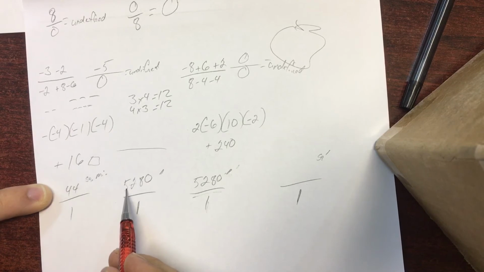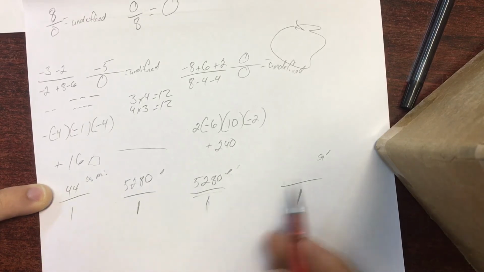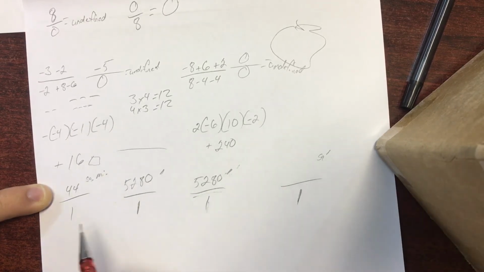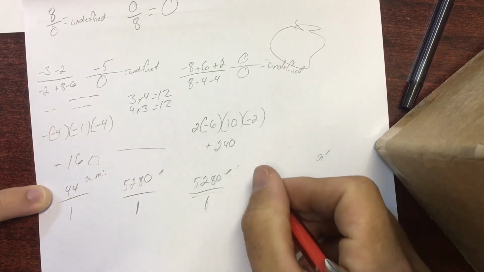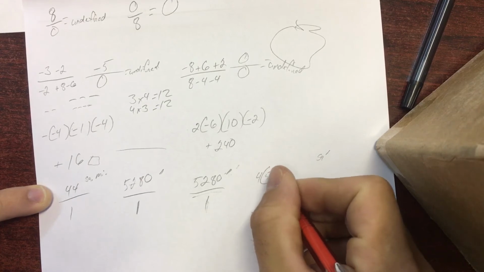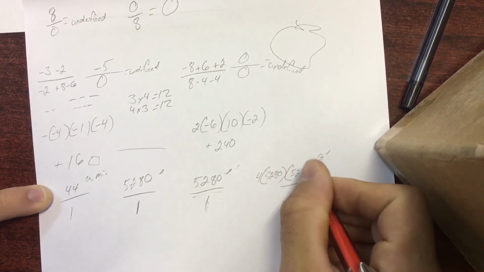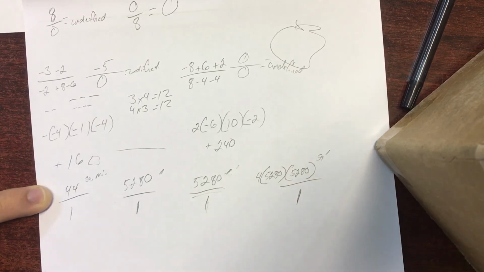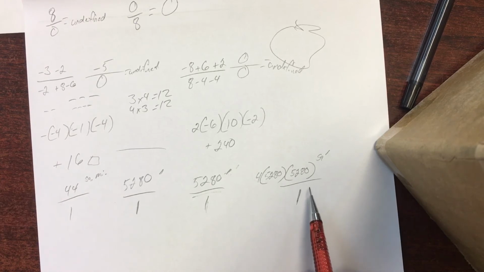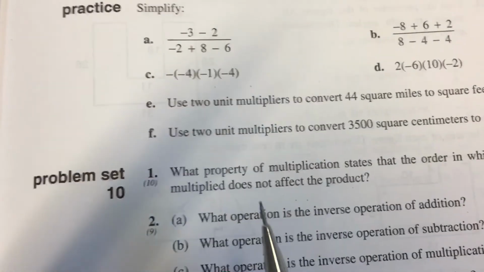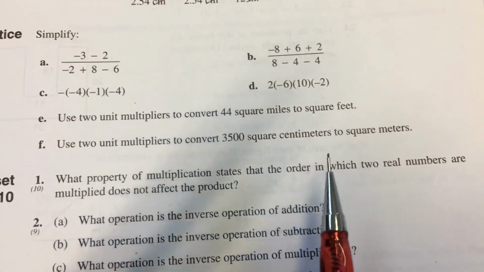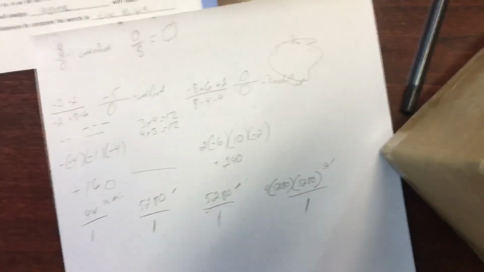This is what we need to do. Go 4 times 5,280 times 5,280, and that is our answer. 1 times 1 times 1 times 1 is 1. So our solution could be 4 times 5,280 times 5,280. So that is the answer, and that would be a correct way of writing it. We're going to do this next one as well. Use 2 unit multipliers to convert 3,500 square centimeters to square meters.